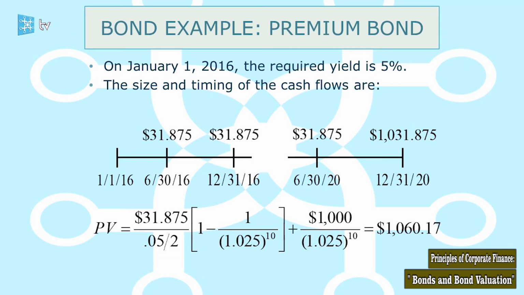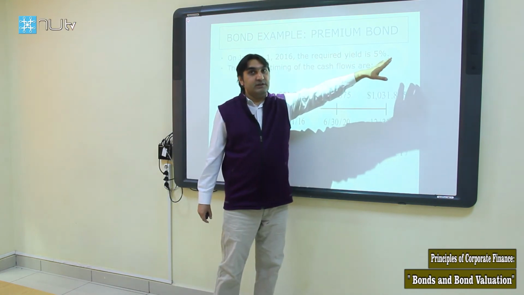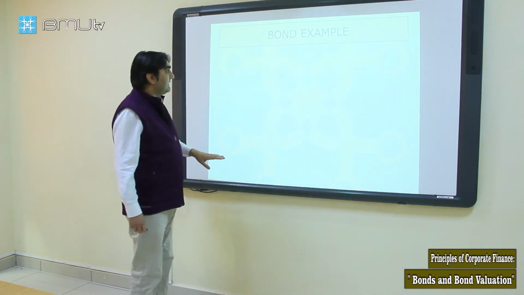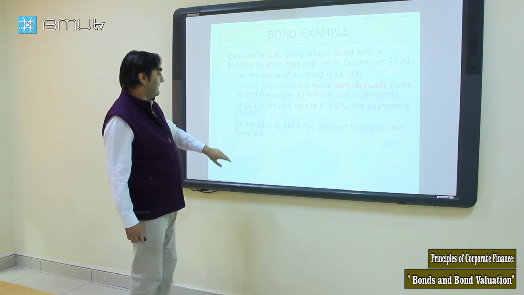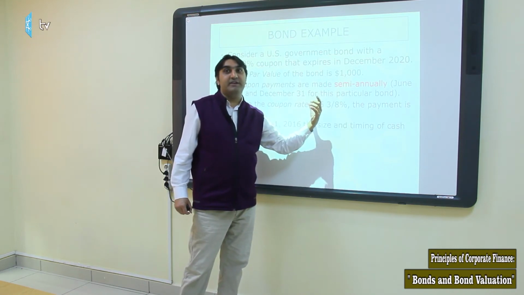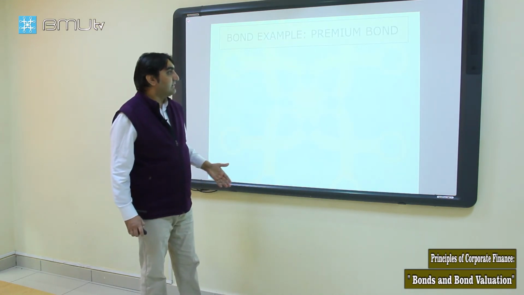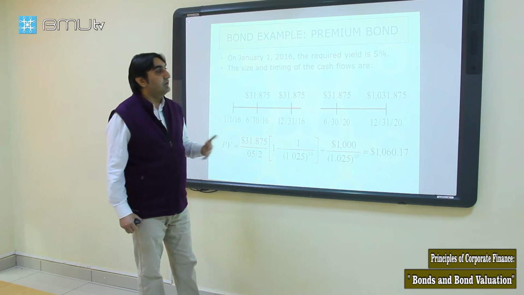As we see, this $1,060 is higher than face value. We call this type of bond a premium bond. You see, it's higher than face value. These are premium bonds. That is, very simply, the investor requires 5%, but the company gives higher than what the investor requires. That's why it's valued at higher than face value. That's why we call it a premium bond.